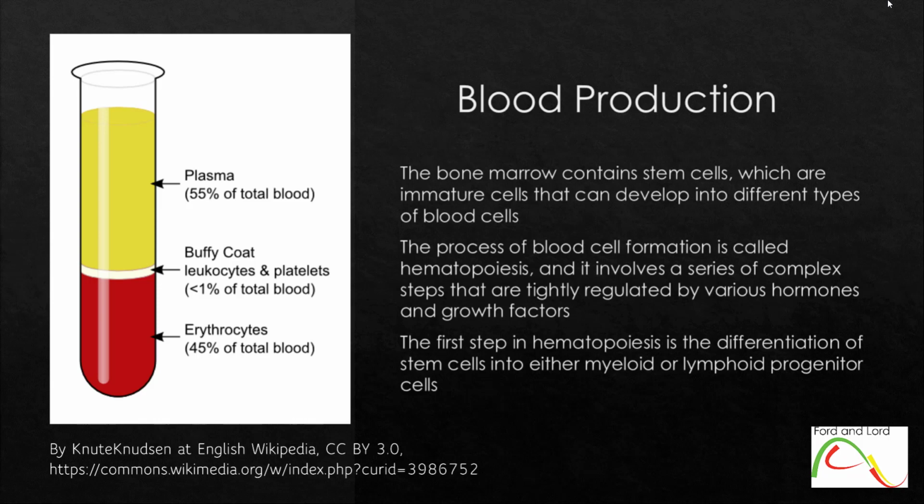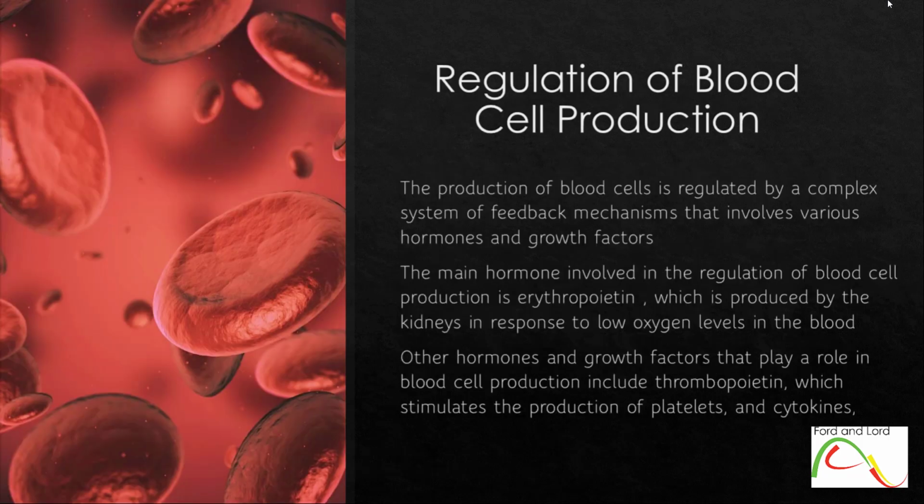Regulation of blood cell production. The production of blood cells is regulated by a complex system of feedback mechanisms that involves various hormones and growth factors. The main hormone involved in the regulation of blood cell production is erythropoietin, EPO, which is produced by the kidneys in response to low oxygen levels in the blood.